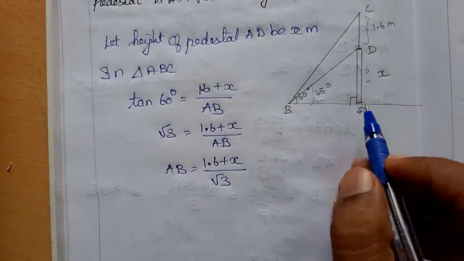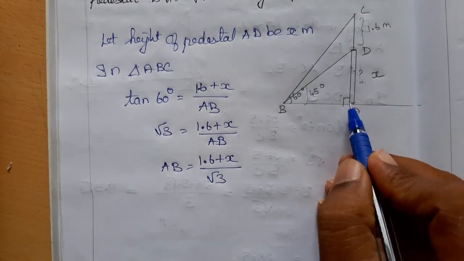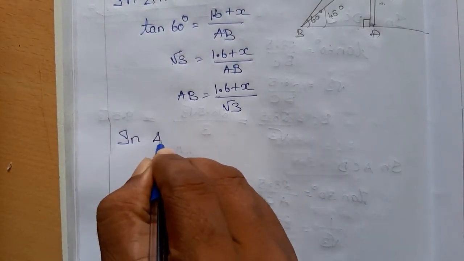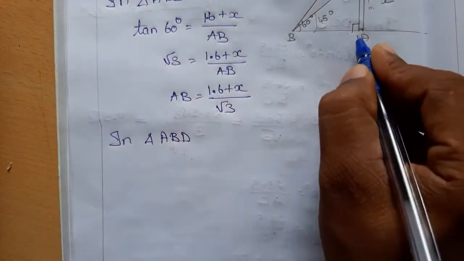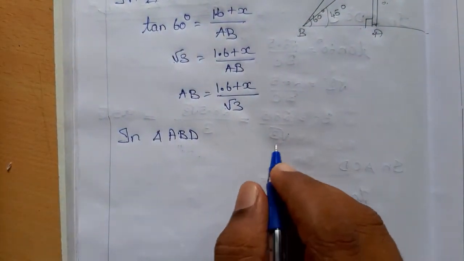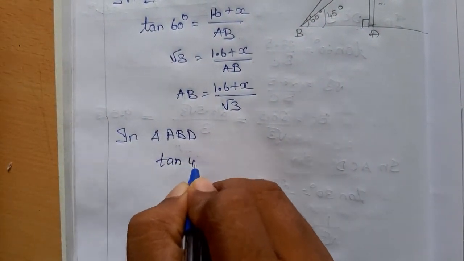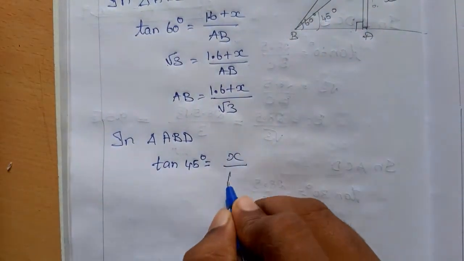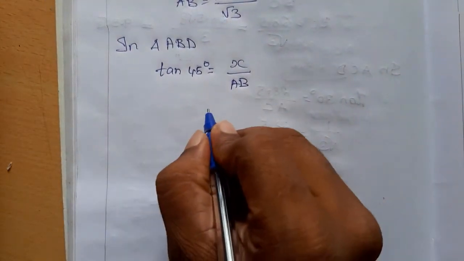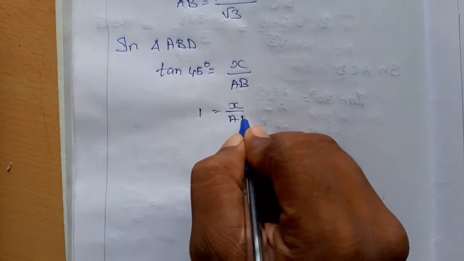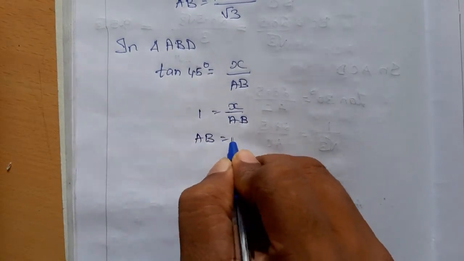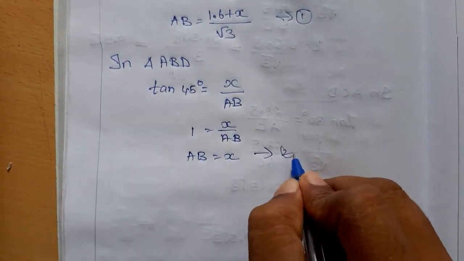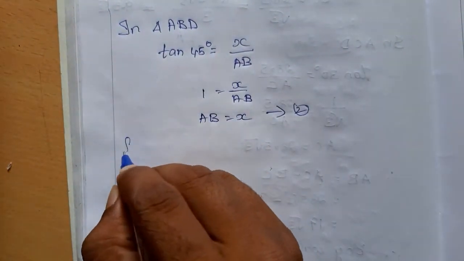So next we are going to take the next triangle, ABD. So here also we are going to identify AB, which is the common side. So in triangle ABD, AB is adjacent and X is opposite to the angle 45. The same tan 45 we will apply. So opposite X divided by adjacent AB, and tan 45 is 1. So 1 is equal to X by AB. So we know that AB is equal to X. So here also we obtained AB. That will be equation 1, and that will be equation 2 for AB. So let us compare both.